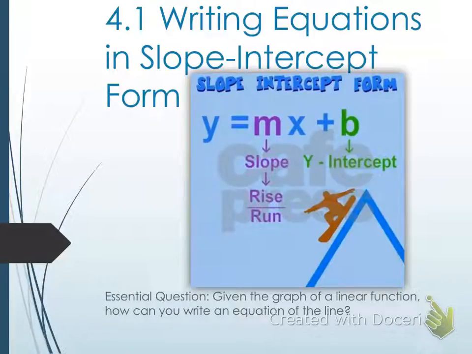This is lesson 4.1, writing equations in slope-intercept form. Remember, our slope-intercept form is y equals mx plus b, where m is your slope, rise over run, and b is your y-intercept. So our essential question here is, given the graph of a linear function, how can you write an equation of the line?